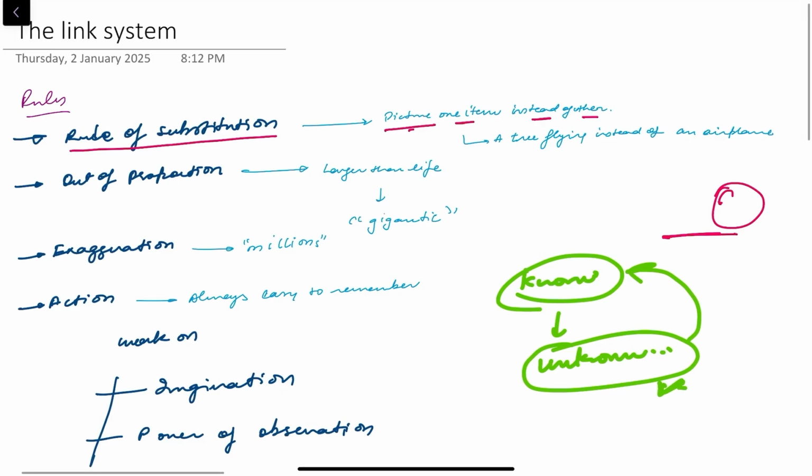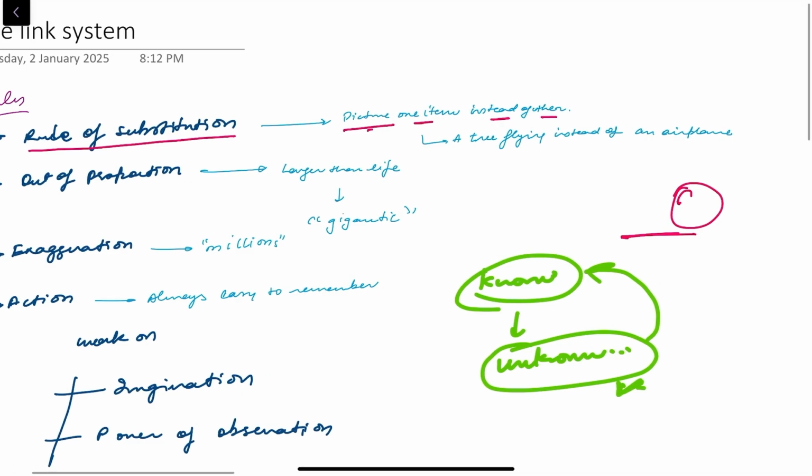Now, if you want to memorize an airplane flying, then instead of an airplane, you can see a tree flying. That is very weird. A tree usually does not fly. It stays stationary on the ground. But here, in this case, a tree is flying instead of an airplane.